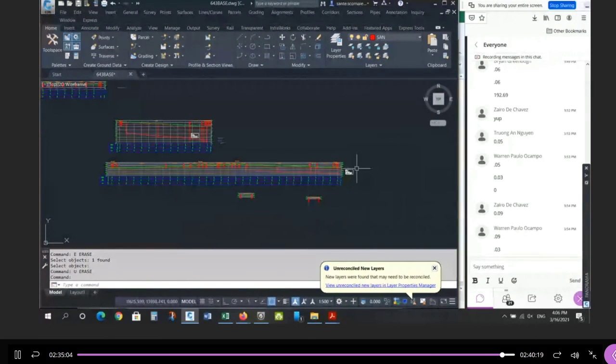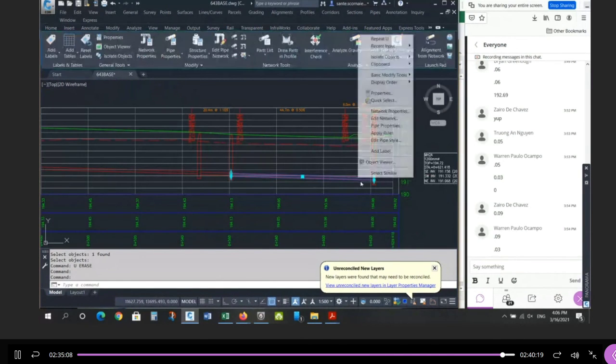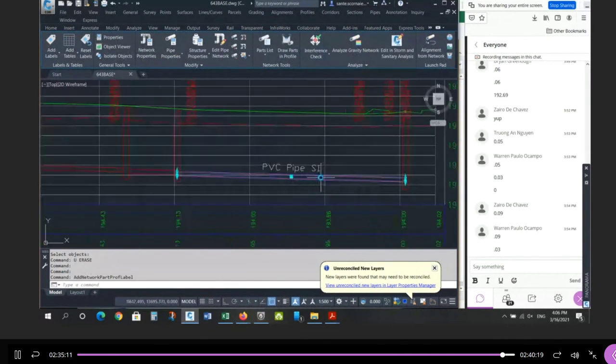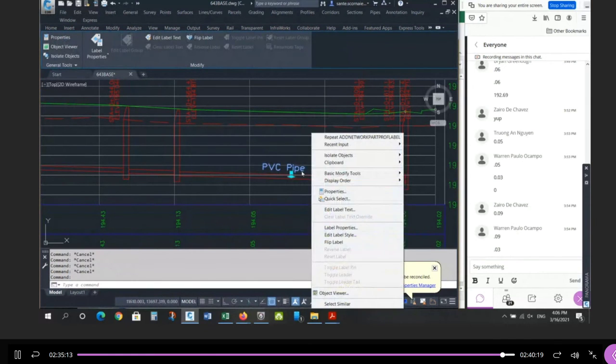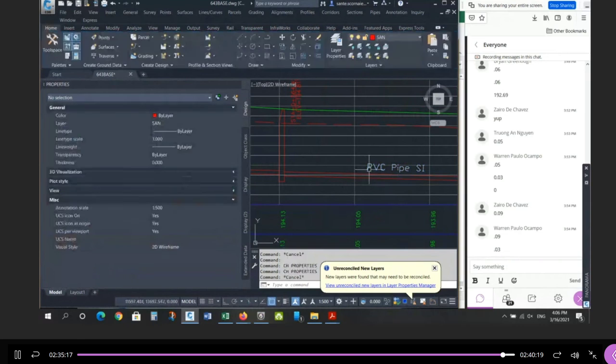Okay, so now you need to put in all your labels for the sanitary maintenance holes. And then there's a label for the pipe. Change this. This is ugly, right? Change it to profile.